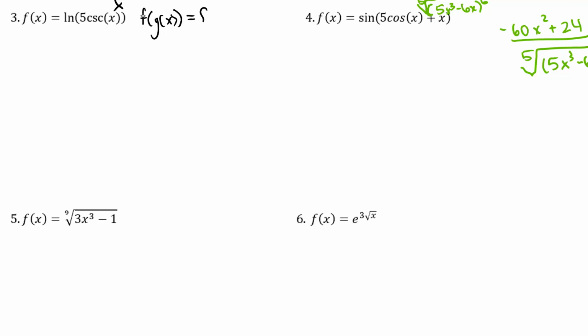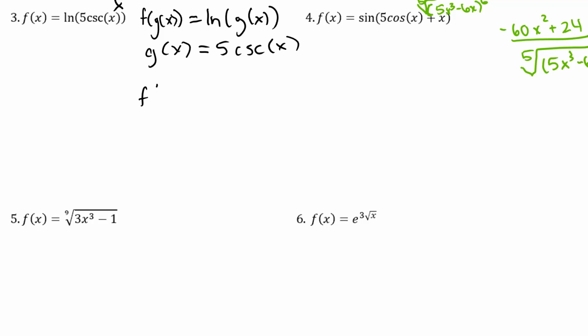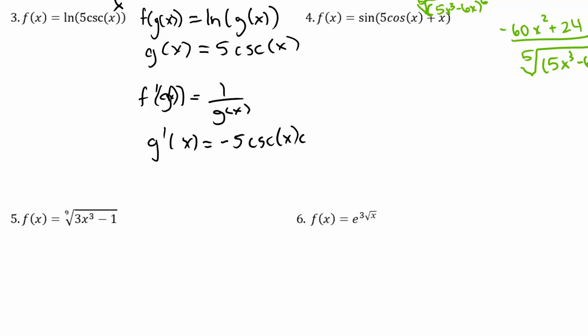Our outside function here, oopsie, natural log, our inside function, 5 cosecant x. Derivative of the outside with the inside remaining the same, derivative of the outside, oopsie, it's negative 5 cosecant x cotangent x.